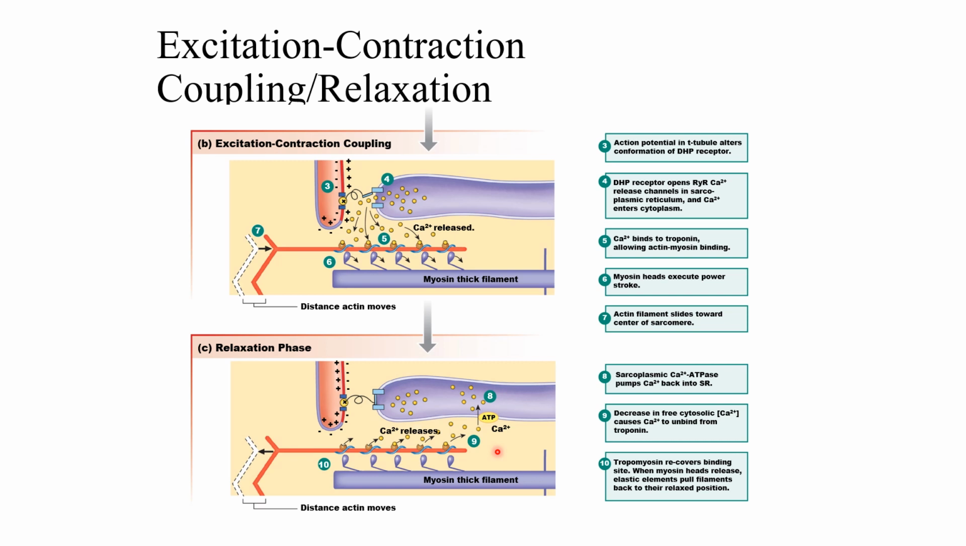Now, for us to stop our muscle contraction, we have to return the calcium back into the sarcoplasmic reticulum. And so there is a pump right here known as the calcium ATPase, and the calcium ATPase pump is going to pump the calcium back into the sarcoplasmic reticulum. Once the calcium goes back into the sarcoplasmic reticulum, then your actin and your myosin filaments are going to let go of one another, and we can start our relaxation phase.